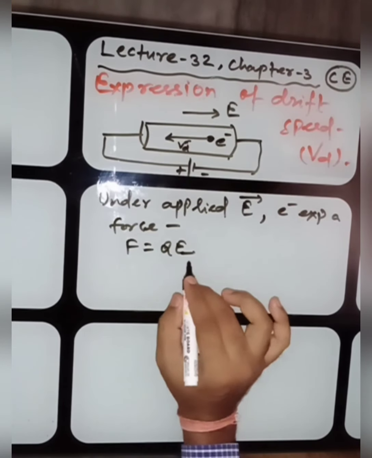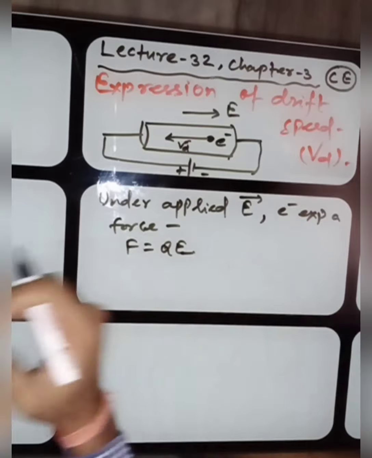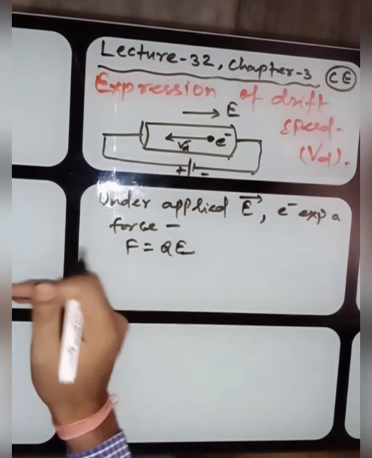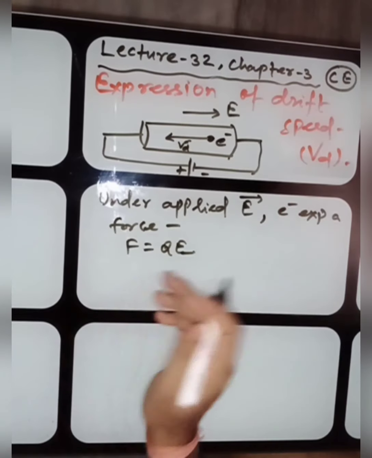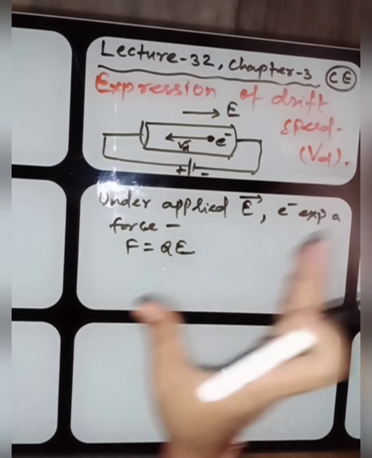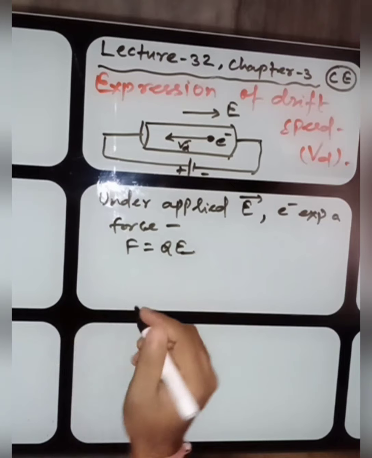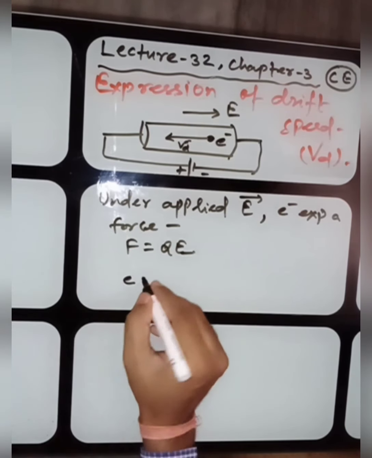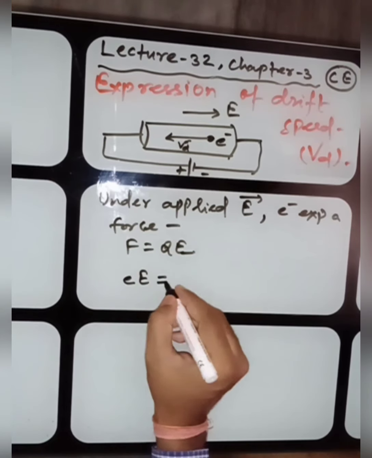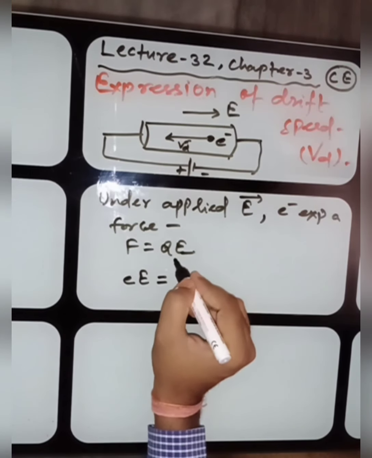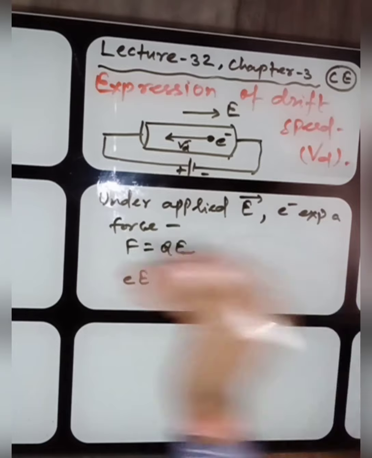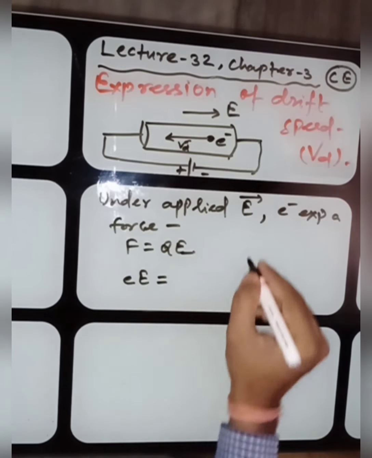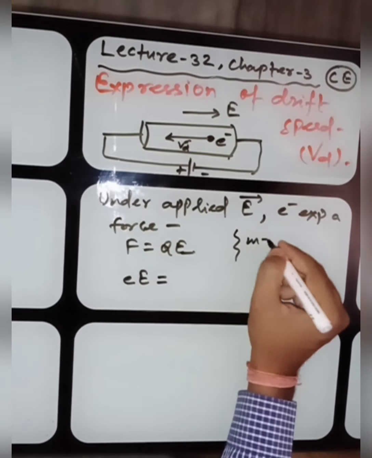Remember, I am not writing here the direction of the force and electric field. It would be opposite to each other. If the electric field is in this direction, the force will be in this direction, of course, minus. I am considering here the magnitude only. Now QE, remember, Q is the charge of the electron, and E is the electric field. And what does this force do? This force accelerates the charged particle, that is the electron, and suppose m is the mass of the electron.